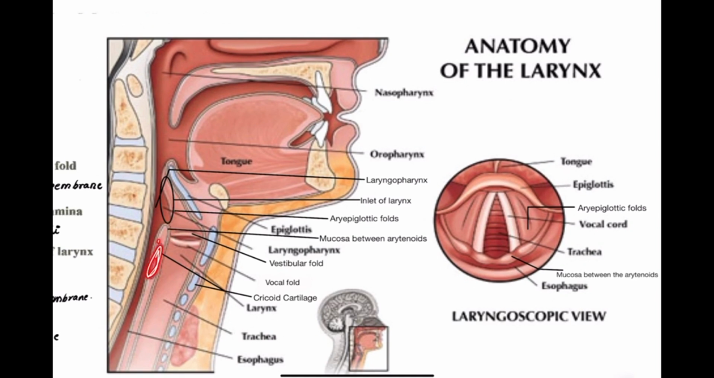See, this is the cricoid cartilage. So above the cricoid cartilage, we will have the arytenoid cartilages. The mucous membrane between the two arytenoid cartilages is found in the posterior aspect of the inlet of the larynx. While the lateral boundary of the inlet shows the aryepiglottic folds, which connect the arytenoid cartilage and the epiglottis. So this fold is known as the aryepiglottic fold.